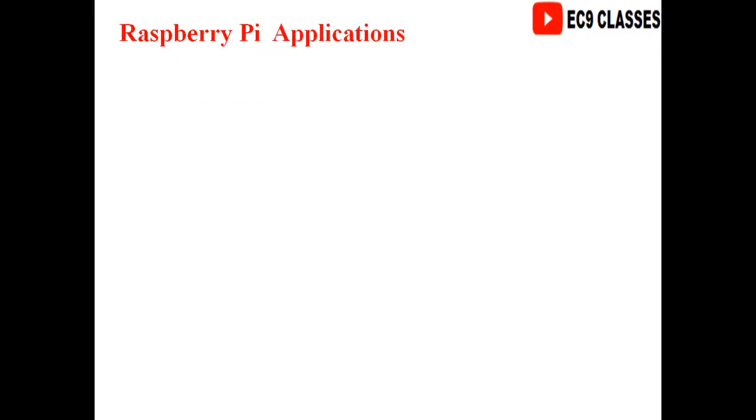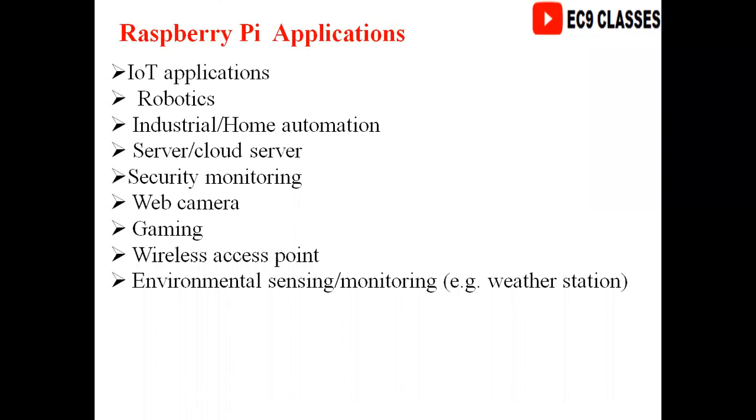Next, finally, applications. IoT applications, robotics, industrial and home automation, cloud server applications, security monitoring, web camera, gaming applications, wireless access point, and monitoring of environmental conditions like weather stations. So in all these places we are going to use it. So we have these applications of Raspberry Pi.